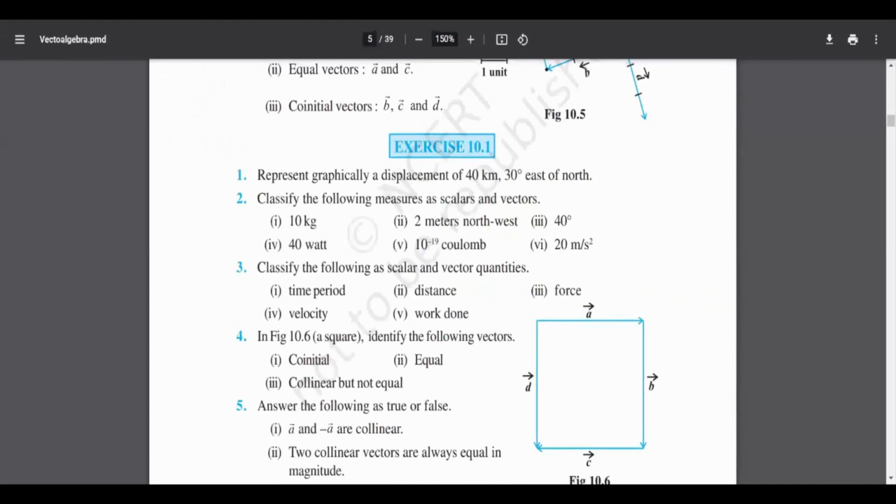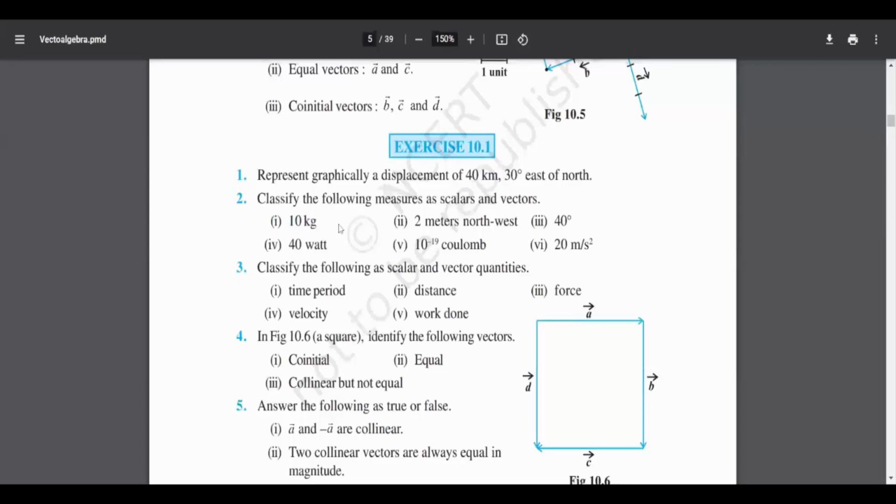Classify the following measures as scalars and vectors. So what is a scalar? A scalar is a quantity which has magnitude but no direction, and vectors are quantities which have both magnitude and direction. Okay, so let us analyze the following. Question number 1, 10 kg. So 10 kg is mass, and mass has no direction. Okay, as we all know, mass has no direction. So this is a scalar.